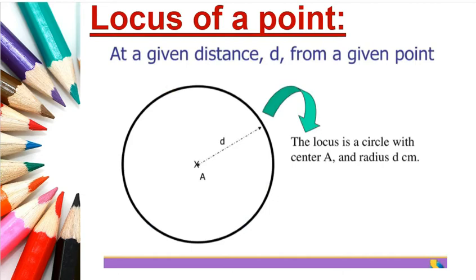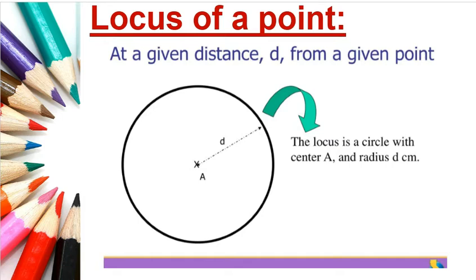Then we have our first locus. Our first locus is locus of a point. Whenever we construct the locus of a point, the learning objective is at a given distance d from a given point. So if we have a single point, how will we construct the locus? The locus is a circle with center A and radius d centimeter. Remember, the measurement will be given in the question. We will draw a circle of the given radius on a particular point A or C or D, whatever the point is given.